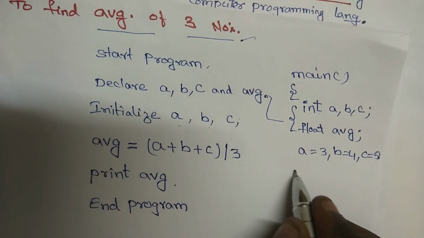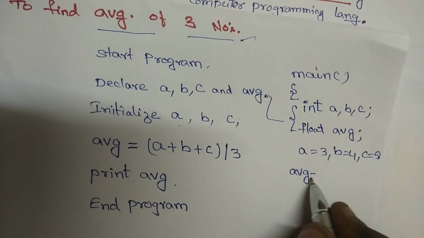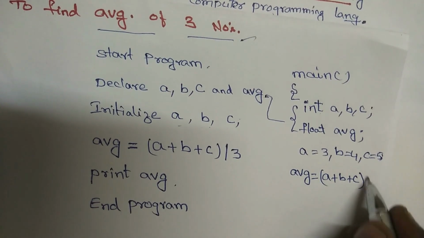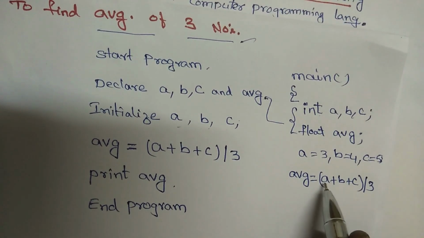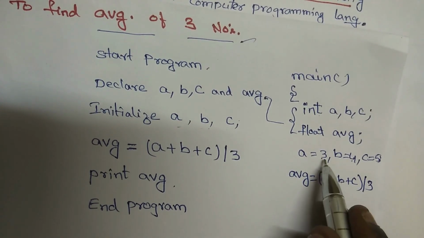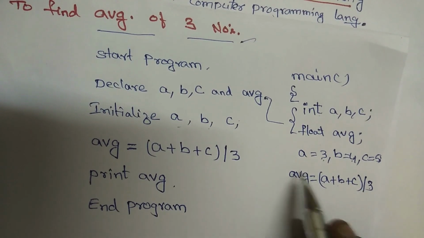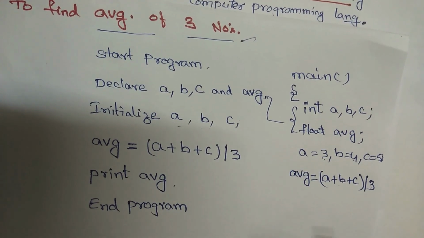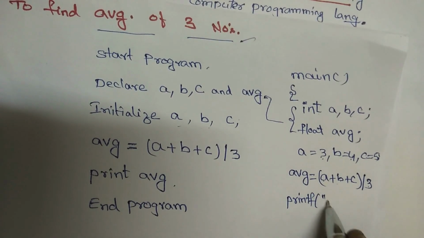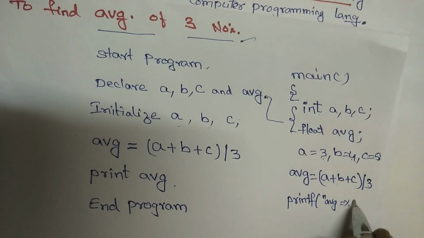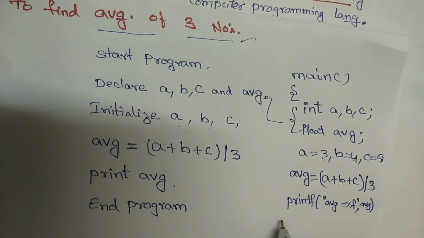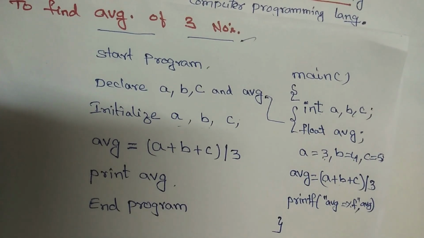Right? After that, I have to find the average equal to A plus B plus C whole divided by 3. That is the formula. Now what is the value? 3 plus 4 plus 5. That means 9. 9 plus 3, that is 12. 12 by 3 means now average is 4. That is 4.0. Now I have to display. That is the printf. Now the average is %f, where I have to store the result in average, and stop or end the program.